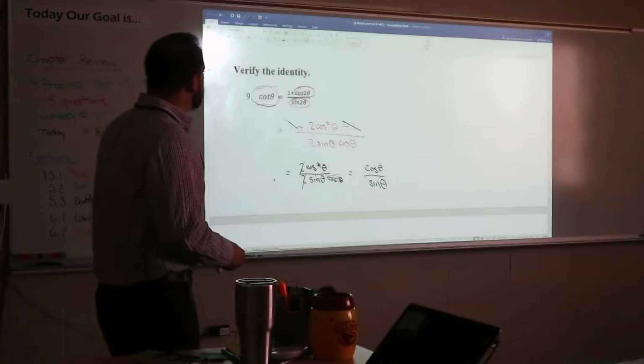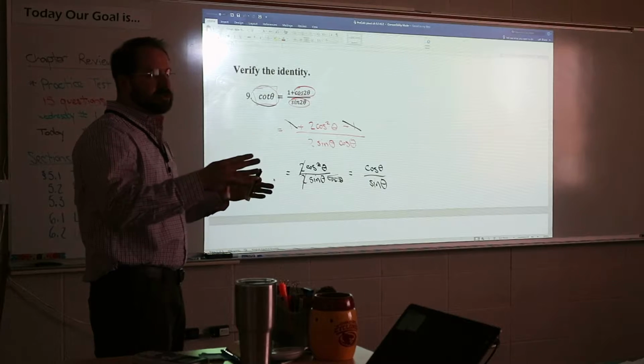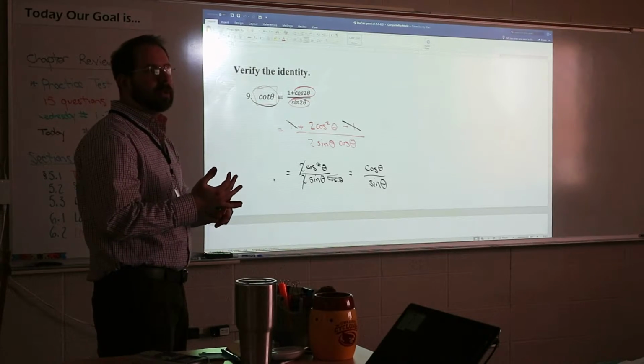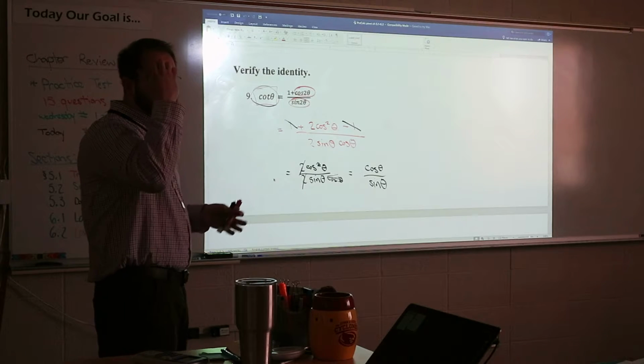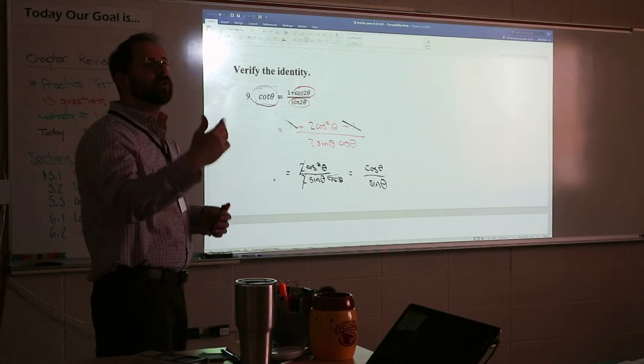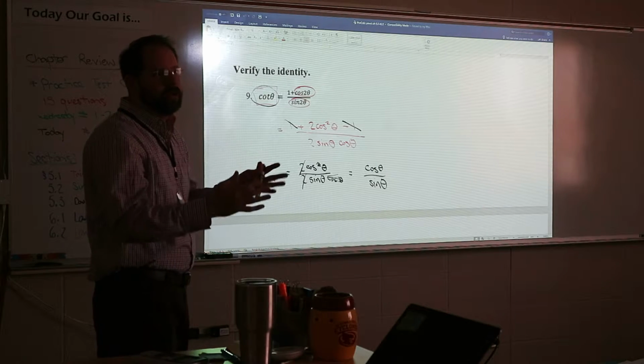So always start with the more complicated side, do a little bit of substitution either using your double angle formulas or half angles, and you want to make it look like the other side. Why is it easier to start on the complicated side? Because there's more things you can substitute in. That's why you always want to do that. Because on the easy side, there's really only like 1 or 2 things you can do.